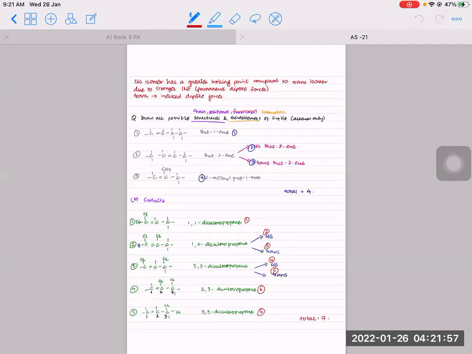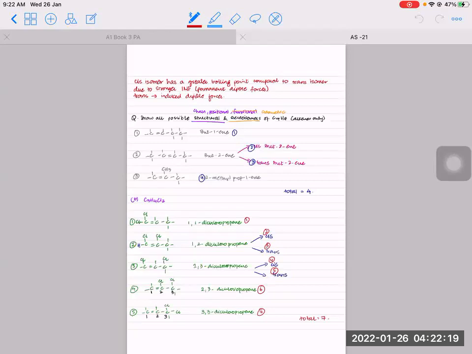How will you identify the cis and trans? If similar atoms are on the same side of the molecule, we call that the cis isomer. And if similar atoms are on opposite sides of the molecule, we call that the trans isomer. Cis and trans have the same molecular formula, same structural formula, different arrangement in space, which is why they have different boiling points as well.